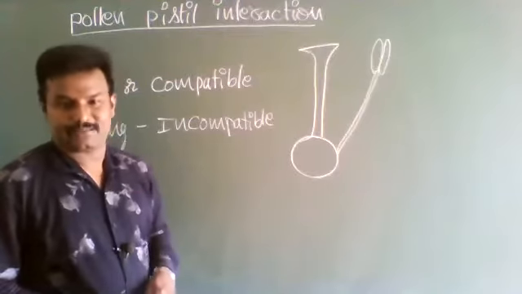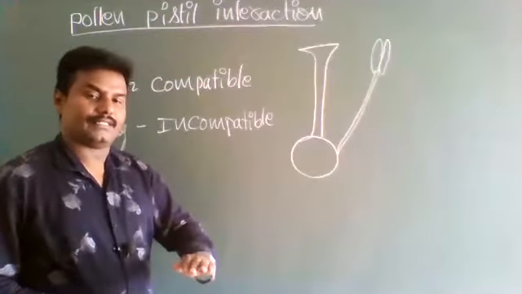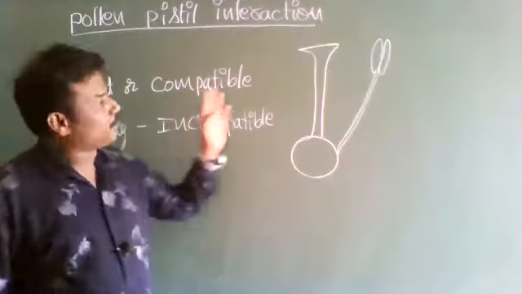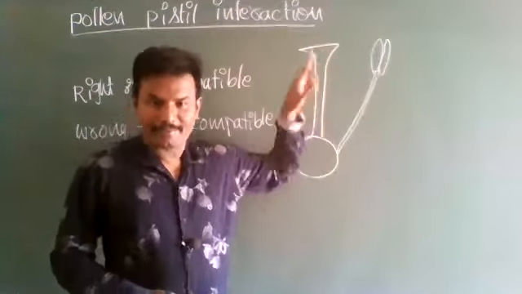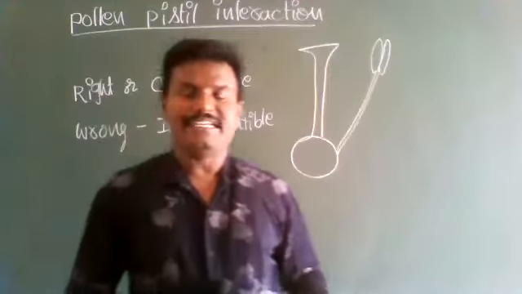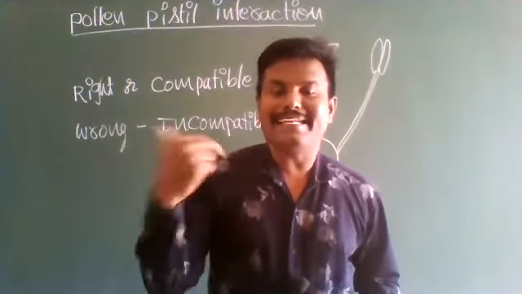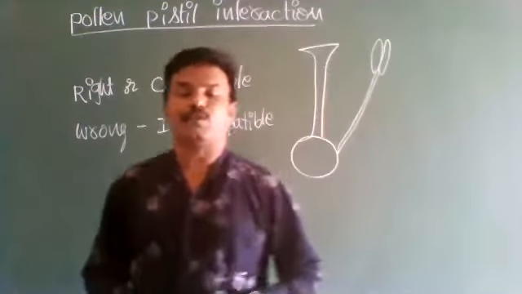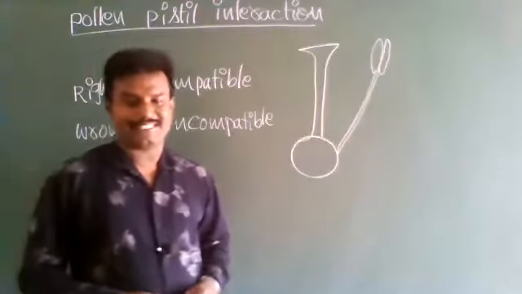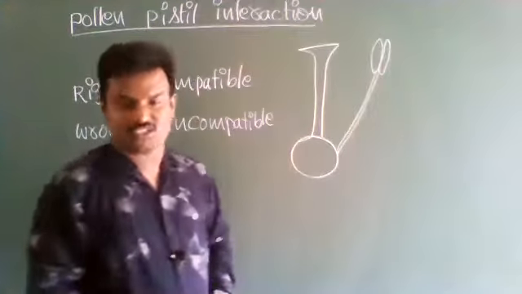That is what I am saying. Nearly 99.9% of the time the right type of pollen grains will land on the stigma, but in some cases there is a wrong type. Wrong type means incompatible, that is, not related to the same species. Incompatible pollen grains also have a chance to land on the stigma.